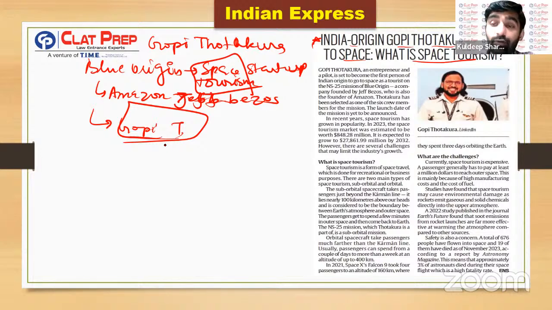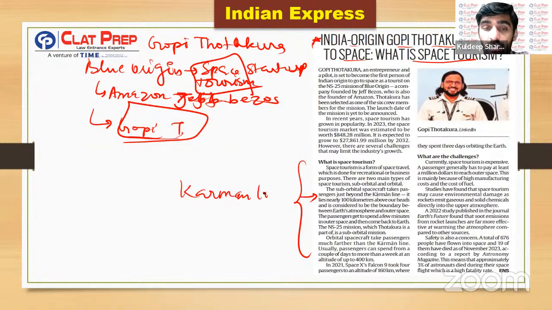Gopi is the name, and he's going to be the first person to go there. Then it is talking about what is space tourism. So I hope you understood this. So one important scientific fact which has been given here is the Karman line, not Karma but Karman line, and it is the line around 100 kilometers above.